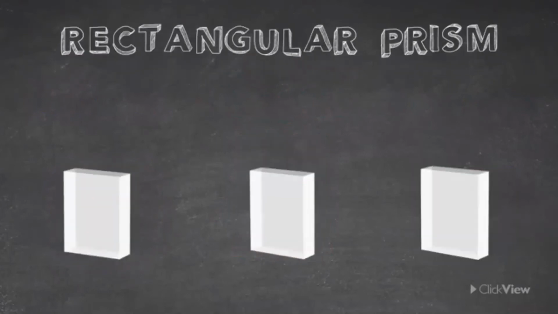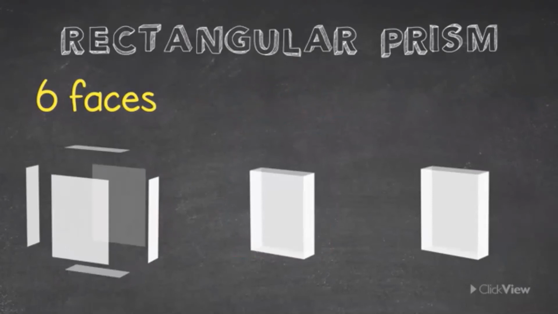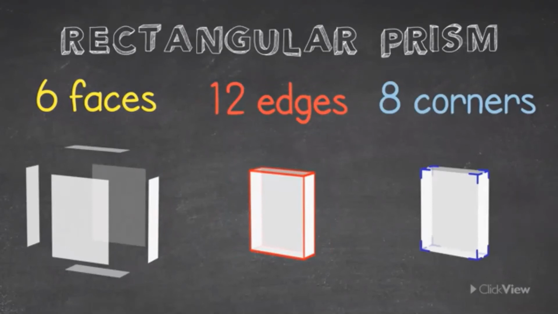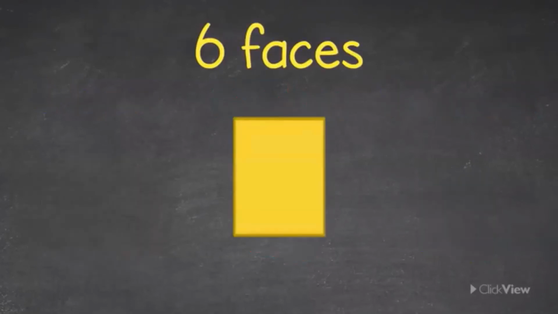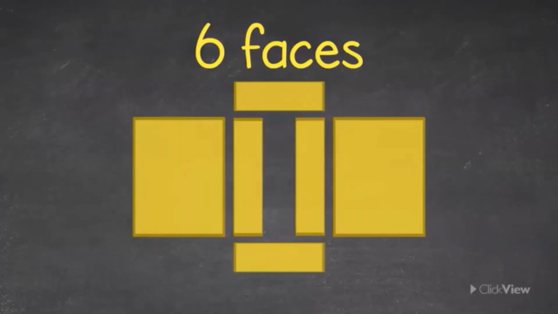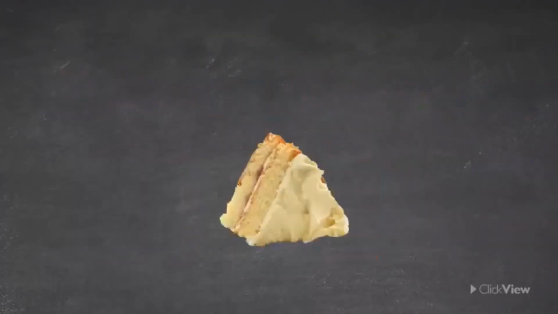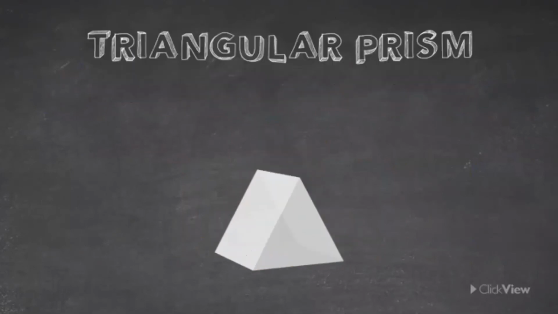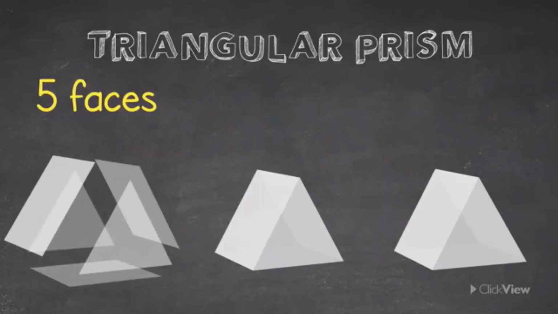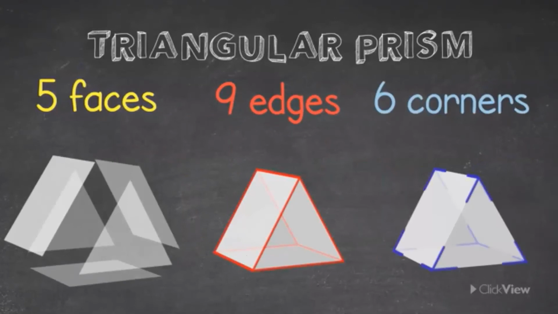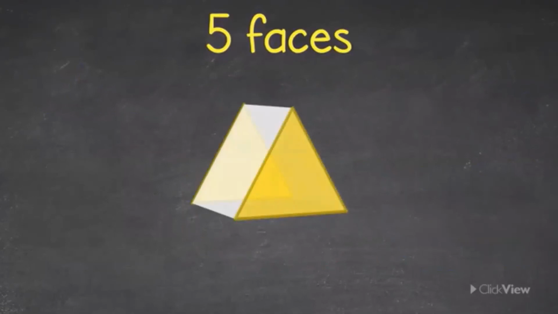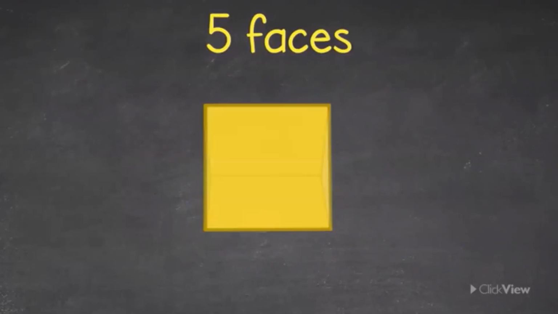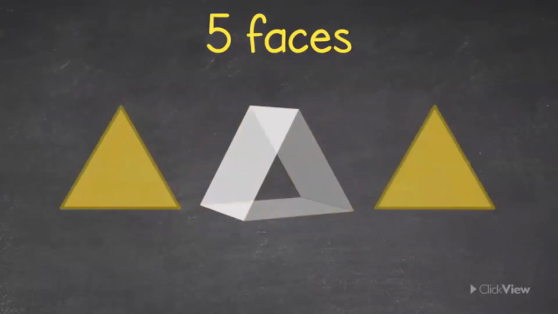This shape is called a rectangular prism. A rectangular prism has 6 faces, 12 edges, and 8 corners. It's very similar to the cube, except instead of all the faces being squares, they're rectangles. The opposite faces of a rectangular prism are always the same size. This shape is a triangular prism. A triangular prism has 5 faces, 9 edges, and 6 corners. Triangular prisms have 2 faces that are triangles and 3 faces that are rectangles. The 2 triangle faces are always the same size.